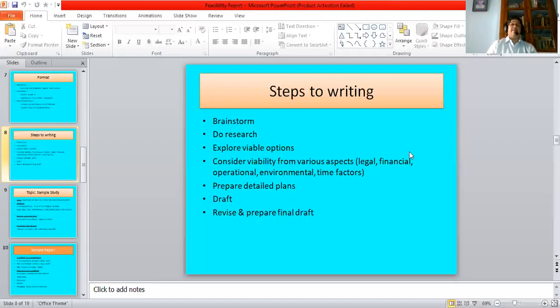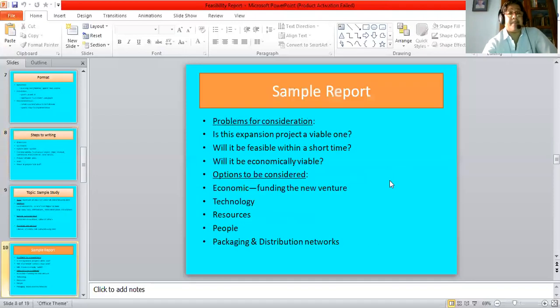Then make a first draft, then revise that and incorporate changes to prepare a final draft. So again, a lot of revision work and editing is involved in the preparation of this kind of long report. These are some of the steps to writing a report of this type.